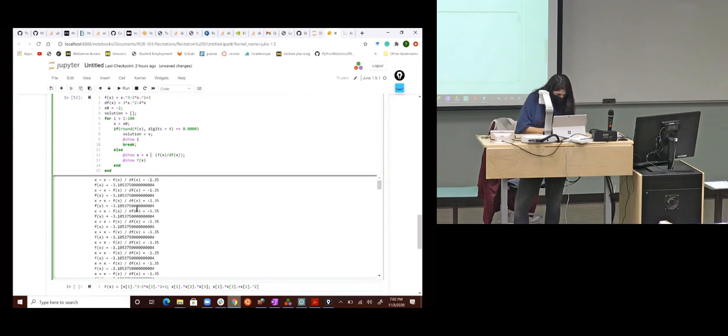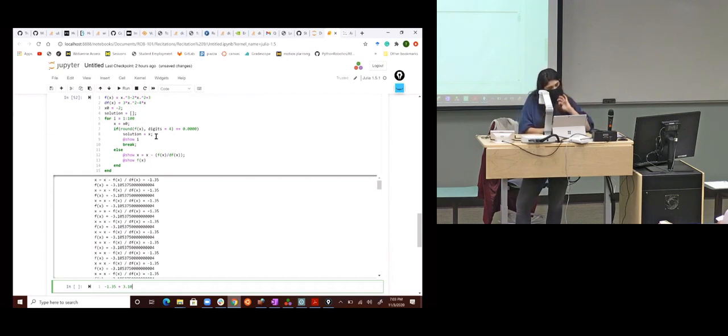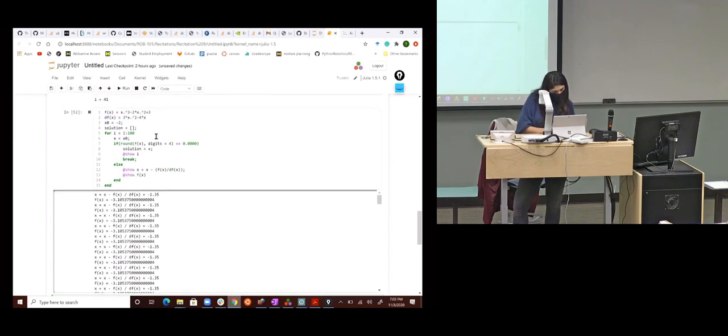This x is minus 1.35. Let's see. Minus 1.35. Oh, f of x equals 0 at some point. That's where the solution will break. So, when does this equal 0?